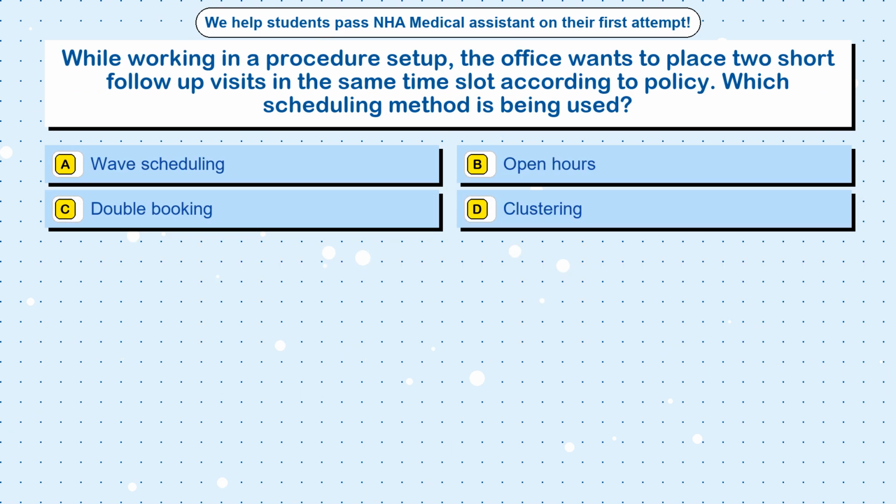Question 31. While working in a procedure setup, the office wants to place 2 short follow-up visits in the same time slot according to policy. Which scheduling method is being used? Option A, wave scheduling. Option B, open hours. Option C, double booking. Option D, clustering.